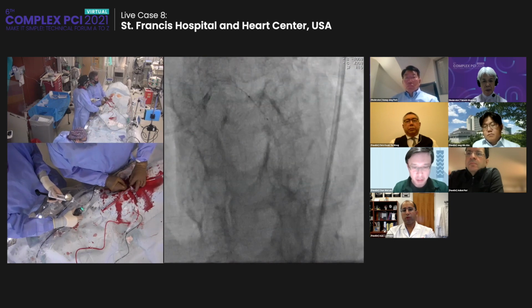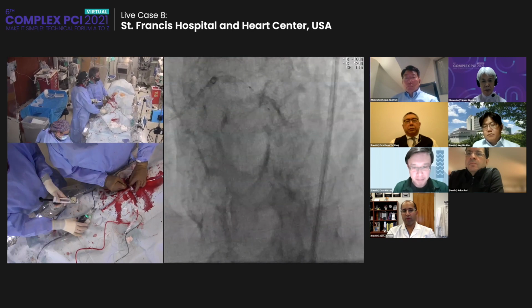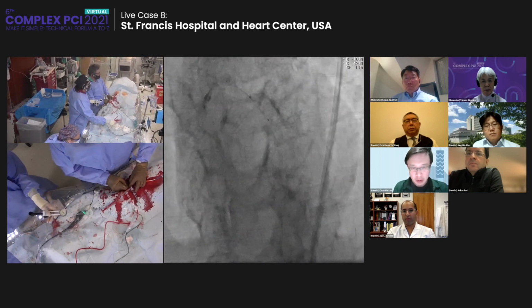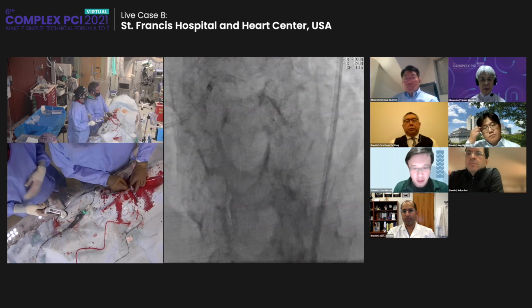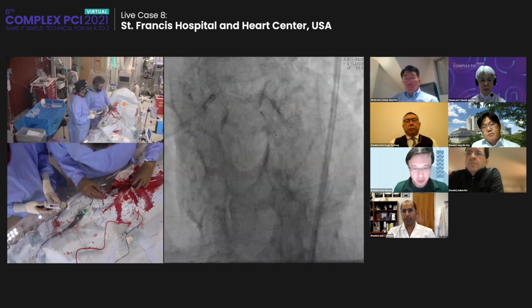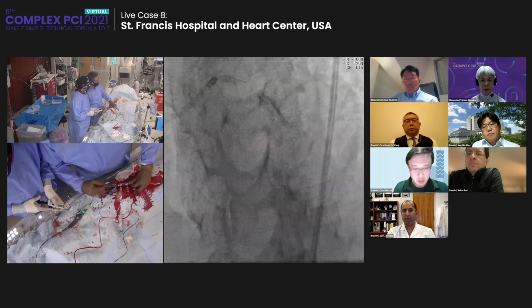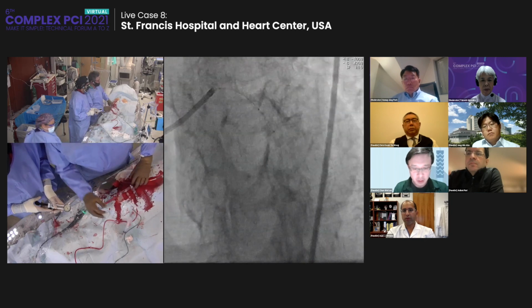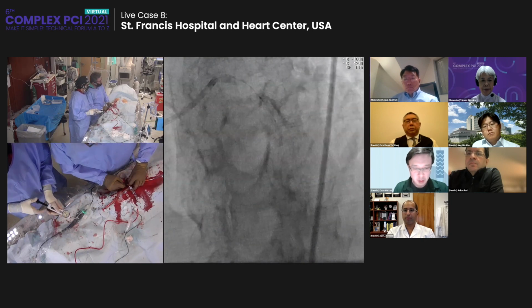Do you want to try a guide extension first before a new balloon? Well, I think the issue is we only have 20 pulses left. I think I may be almost there. Let's see. Yeah, it's making progress. No, not there. Not there.